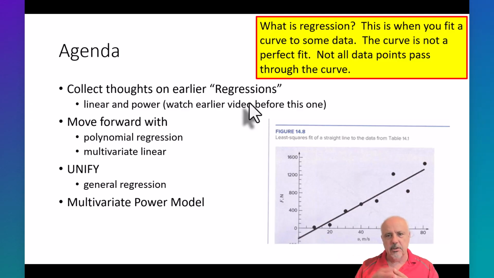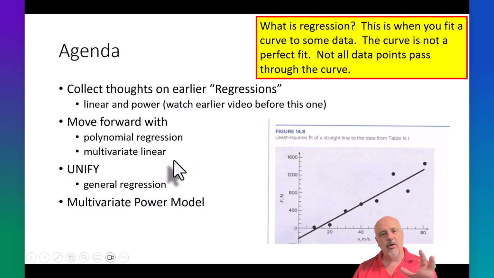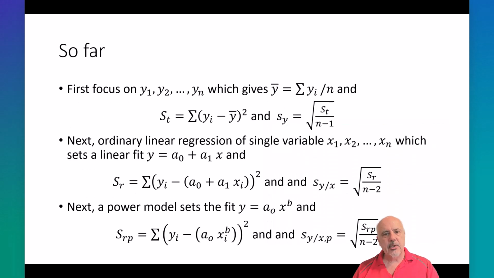This particular example of a linear fit is like a polynomial. What we're going to move to today is polynomial regression. That is like a polynomial of first degree, obviously, or if you have multivariate linear, the example here was a single, or univariate, linear type of regression. And then what we're going to do is try to unify everything to give it a consistent look, and then we'll finish up with a multivariate power model. Okay, so here we go.